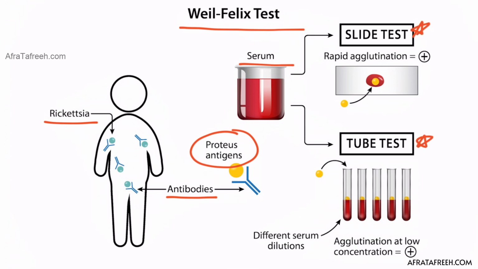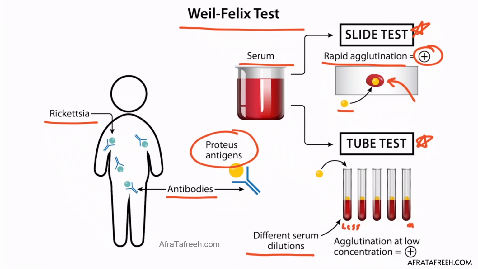On the slide, if the blood, which you can see right here, is exposed to the Proteus antigen and then agglutinates rapidly, then that's a positive test. In the tube series, blood is added at different serum dilutions. You can see it's less over here and more concentrated over here. And a Proteus antigen is placed in each one of the tubes. And if there's agglutination at a lower concentration, that indicates a positive test.